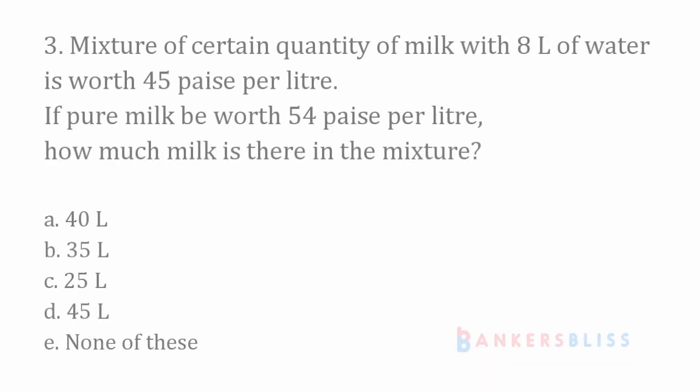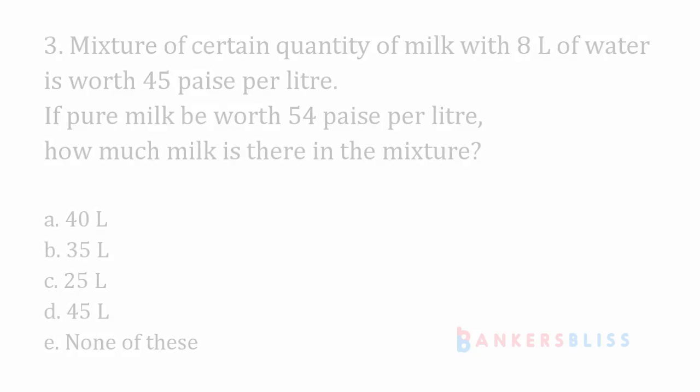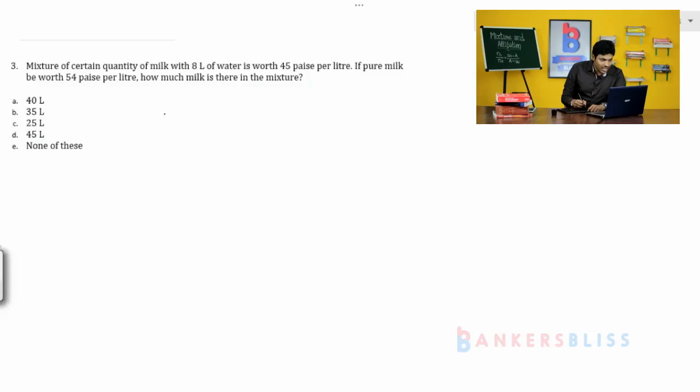Problem number 3. A typical problem. See here, a mixture of a certain quantity of milk with 8 liters of water is worth 45 paisa per liter. If pure milk is worth 54 paisa per liter, how much milk is there in the mixture? Then you have to calculate how much milk is there in the mixture. In the question, they have directly told that pure milk is worth 54 paisa per liter, so 54 paisa per liter is the highest price, then A2 is equal to 54.